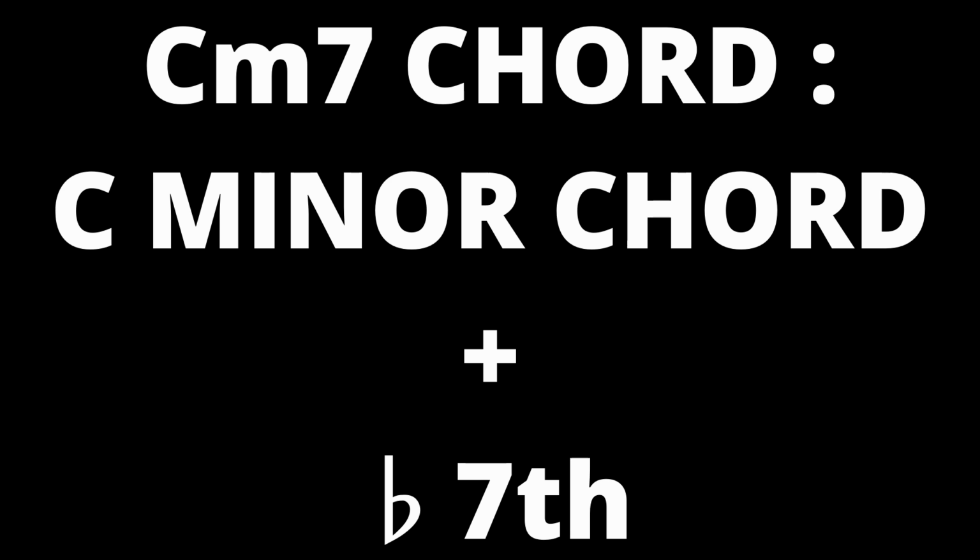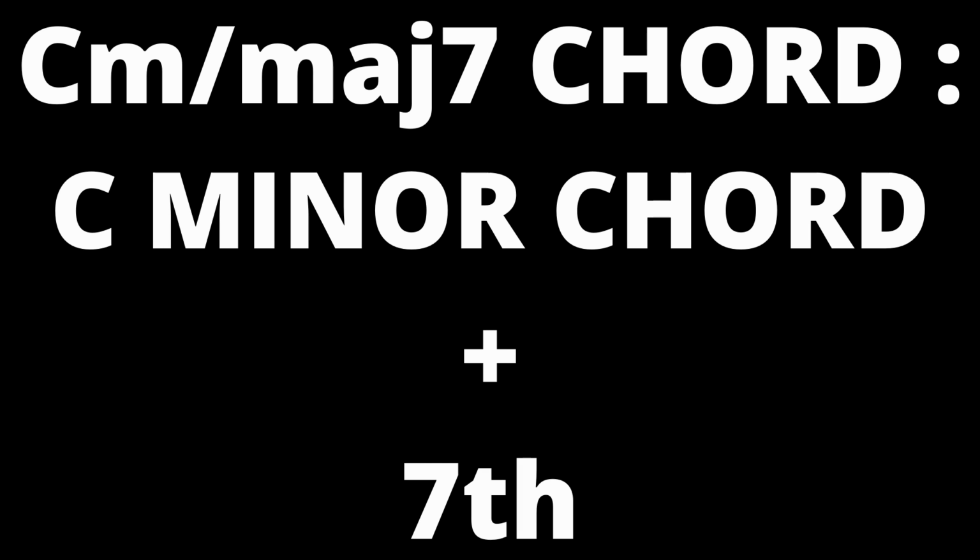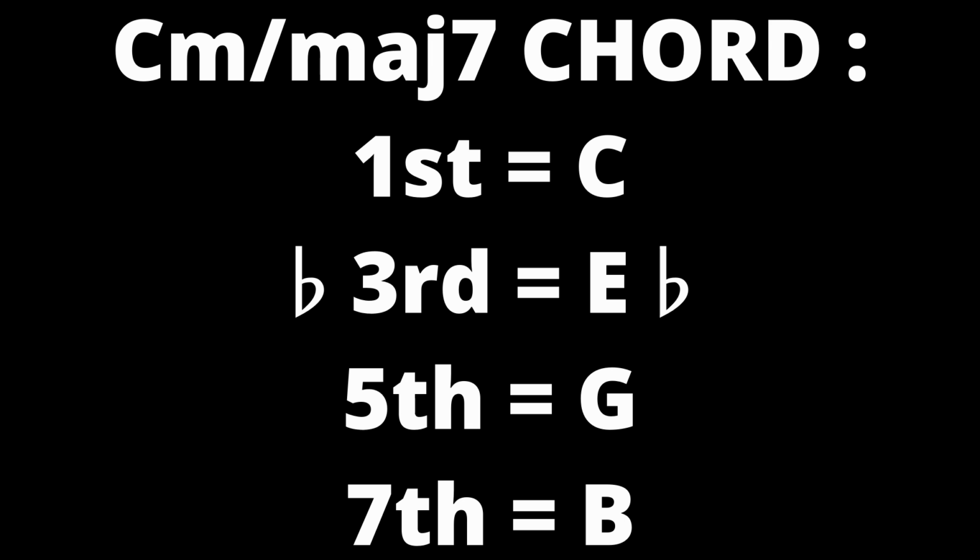So in order to create our C minor 7th chord, we take the C minor chord notes and add the flat 7th note from the scale as a 4th note. This means that C minor 7th has the notes C, E flat, G, and B flat. To create C minor major 7th, we take the C minor chord notes again, and this time we add the 7th note from the scale. C minor major 7th therefore has the notes C, E flat, G, and B.